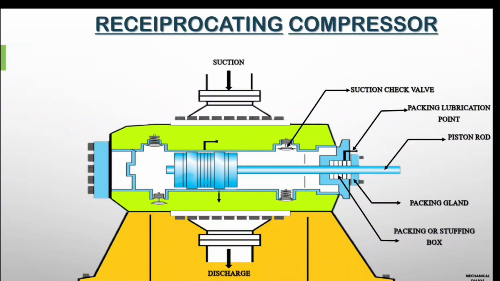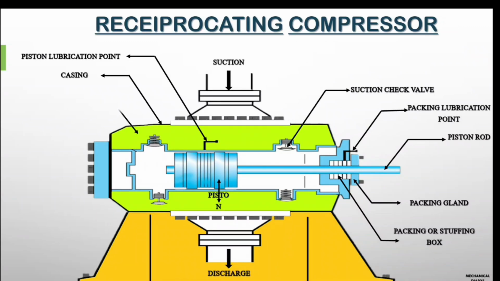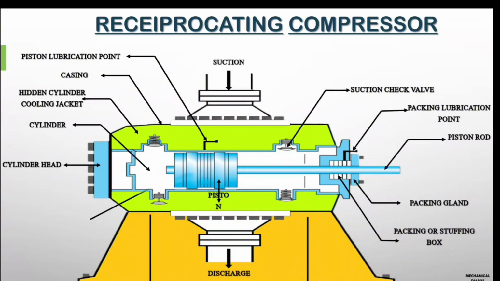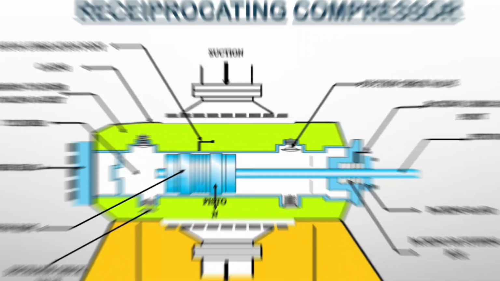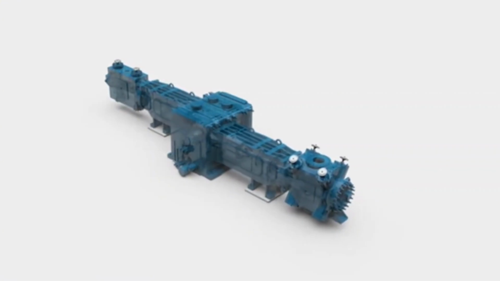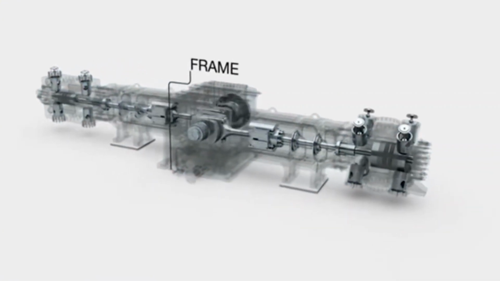We'll see the internal parts of the reciprocating compressor. Starting from suction chamber, suction check valve, packing lubricant point, piston rod, gland packing, stuffing box, piston lubricant point, casing, cylinder cooling jacket, cylinder, cylinder head, piston ring, rider ring, discharge check valve. These are all the parts of the reciprocating compressor. Next, you can see the internal parts with an animation video.